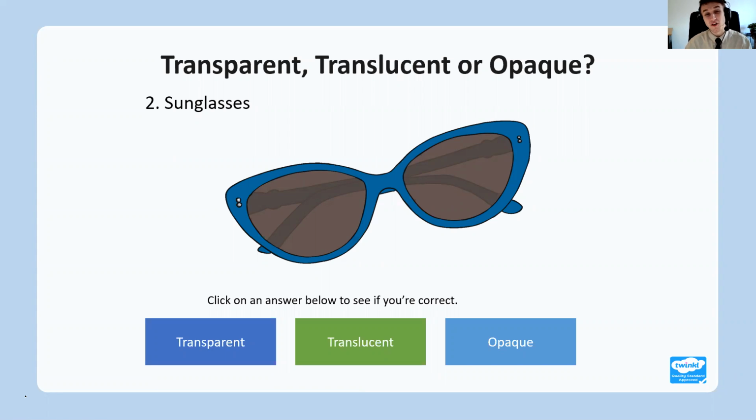I would say transparent. However, there is an argument that sunglasses are translucent because, as we learned about last week, sunglasses block a lot of the light which passes through. So technically, they're translucent because not all of the light passes through. But you can see through them clearly, so that sort of makes them transparent. I'd accept either one.